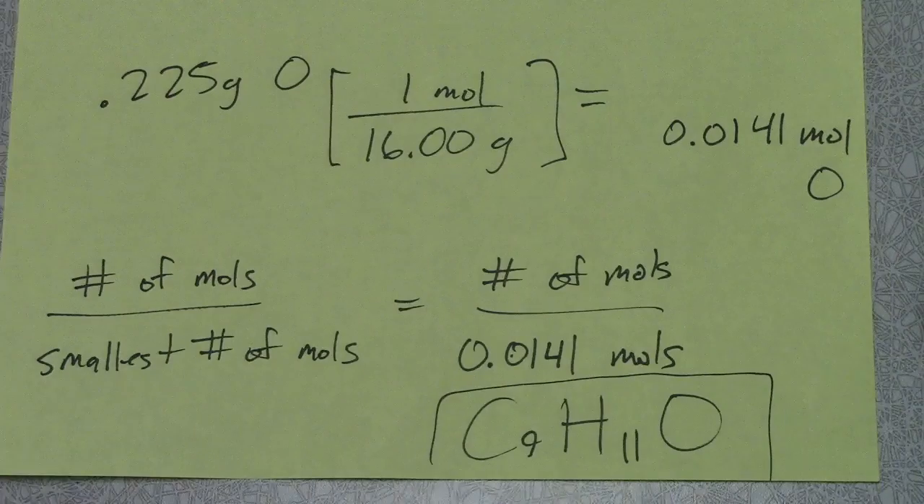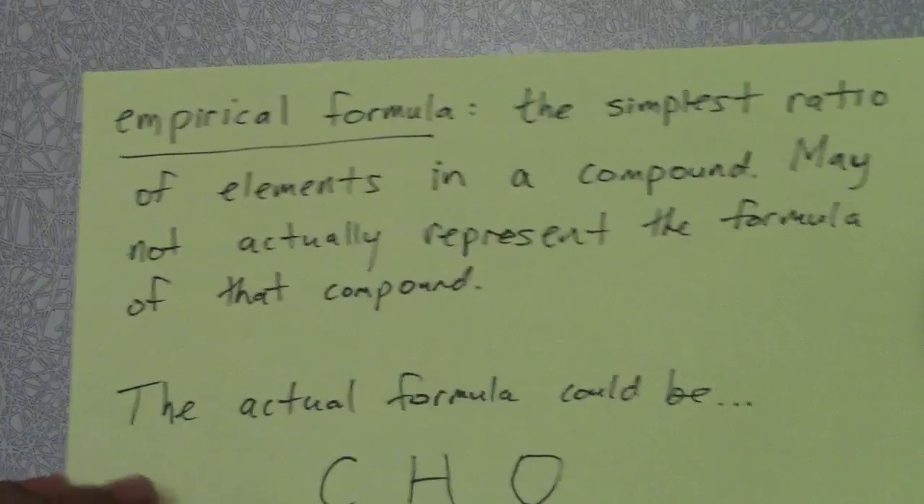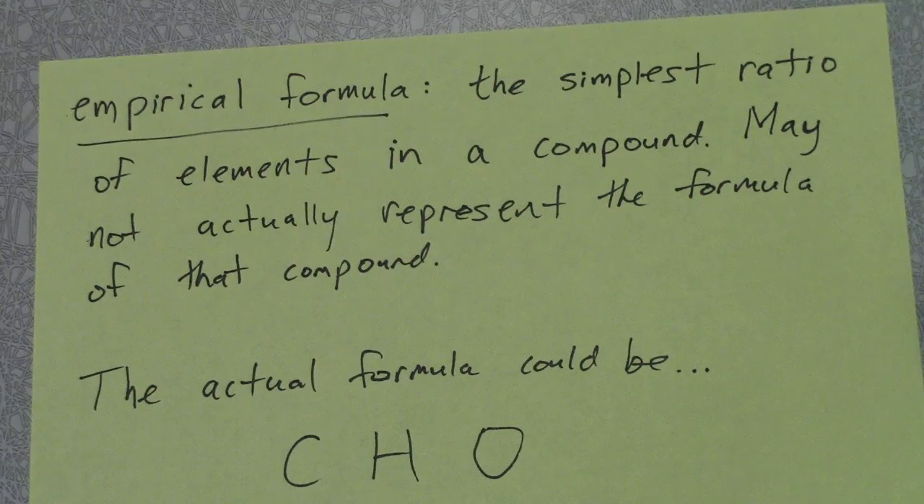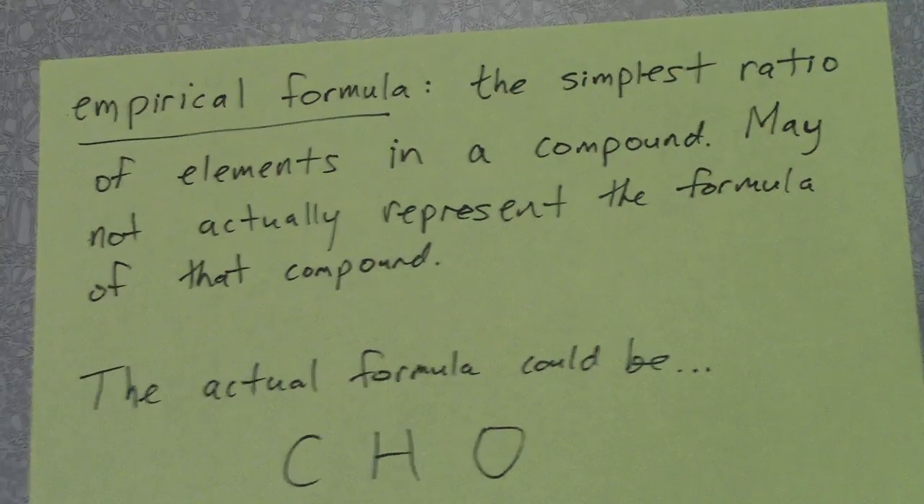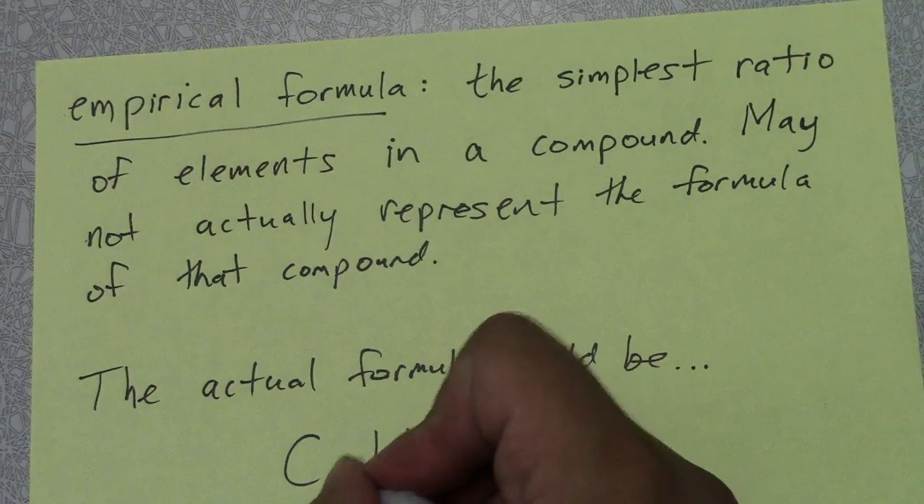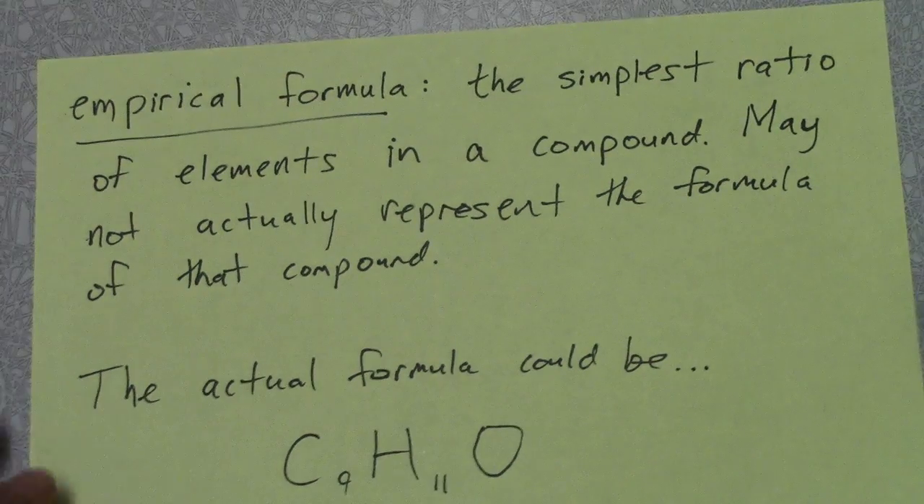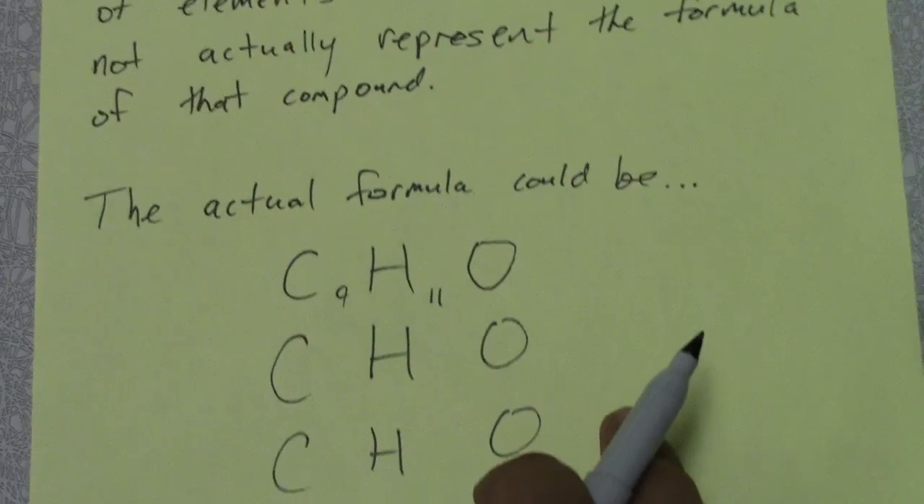Let's finish the problem. So here's the definition of an empirical formula. The empirical formula. It's the simplest ratio of elements in a compound. And note, it may not actually represent the formula you have. In this case, I'll tell you, it doesn't. So if this is our empirical formula, C9H11O, well, the actual formula could potentially be a multiple of that.